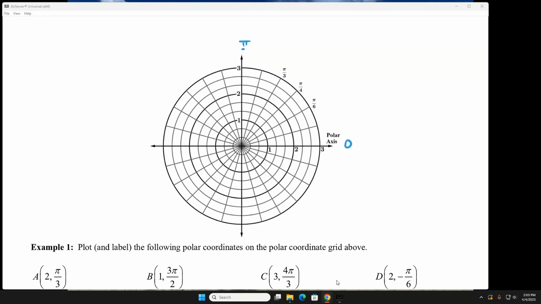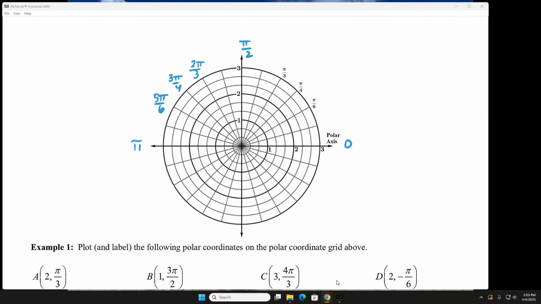But we know that straight up is going to be π/2. Then we're going to skip a space. The next one is the π/3 angle in quadrant 2, which is going to be 2π/3. The next one is the π/4 angle in quadrant 2, which is going to be 3π/4. And then the π/6 angle in quadrant 2 is going to be 5π/6. Then we'll skip the next one, and straight to the left is going to be π.